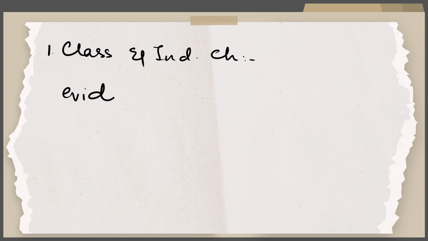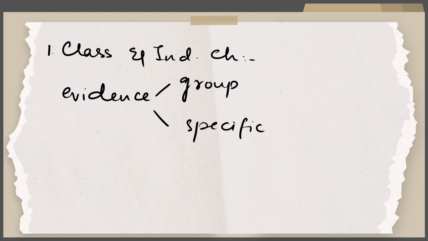So let's talk about the first one, which is class and individual characteristics. See, when we examine any piece of evidence in forensics, it's almost like listening to a story. But before we understand what happened, we first have to understand what kind of evidence we are dealing with. And the very first question that we ask is very simple. Does this evidence belong to a big group, or can it be linked to one specific object or person? So this is exactly what we mean by class characteristics and individual characteristics.